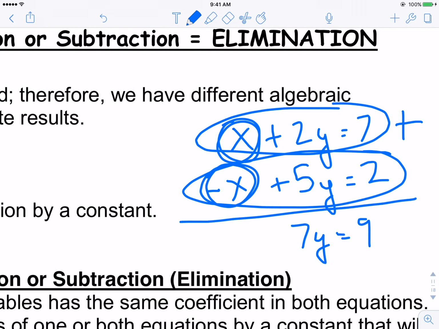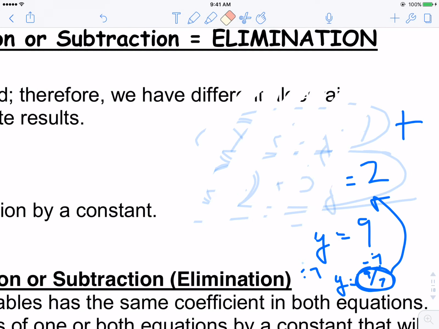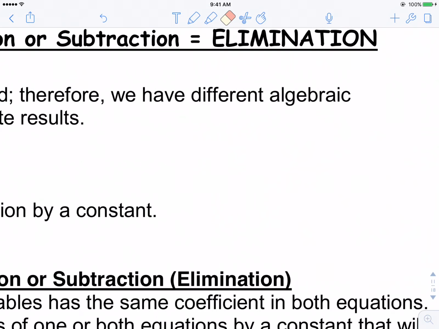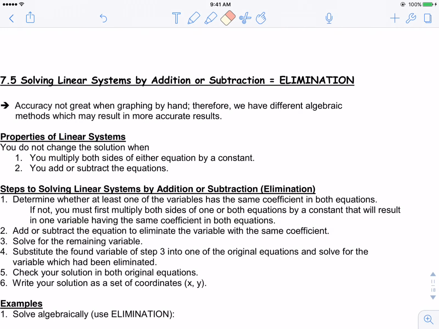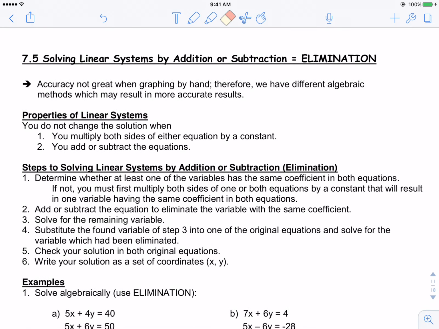which is an equation with a single variable. We can solve, divide by 7, divide by 7, and I get y is equal to 9 over 7. And then I can take this value and put it back into one of these equations to find x. So that's basically the process we're going through. Now you can do either addition or subtraction to cancel out one of those variables, and that's what all of these steps down here tell us. Okay, so I'll let you read through those steps.